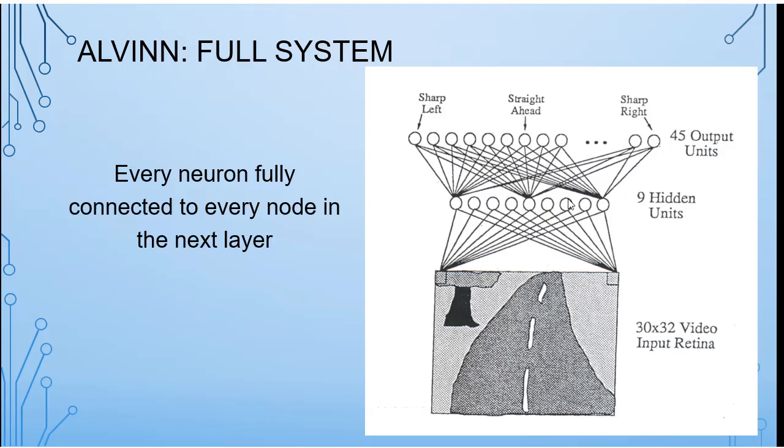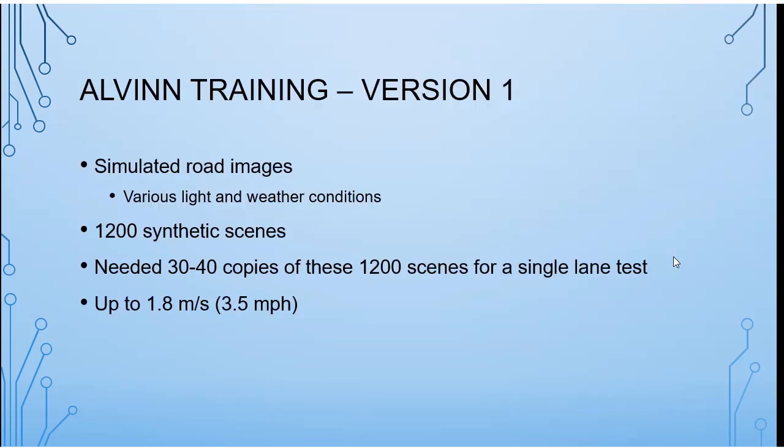Training is really important, as you can imagine, in neural networks. The initial version of ALVINN could build a reasonable set of weights after running, say, 30 to 40 epochs of these 1200 scenes for a single lane test, and could go almost 4 miles an hour.